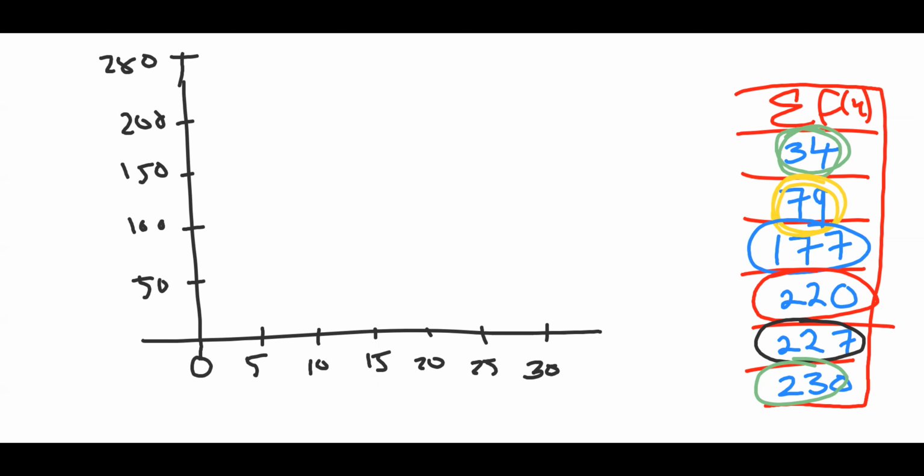Okay. So 5 and 34, that's the first coordinate. Actually, the first coordinate is going to be 0 and 0. And then we go 5 and 34, 10 and 79. Just keep plotting.